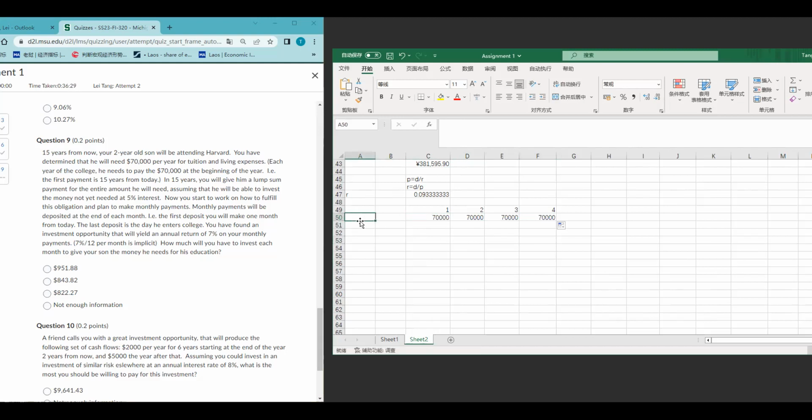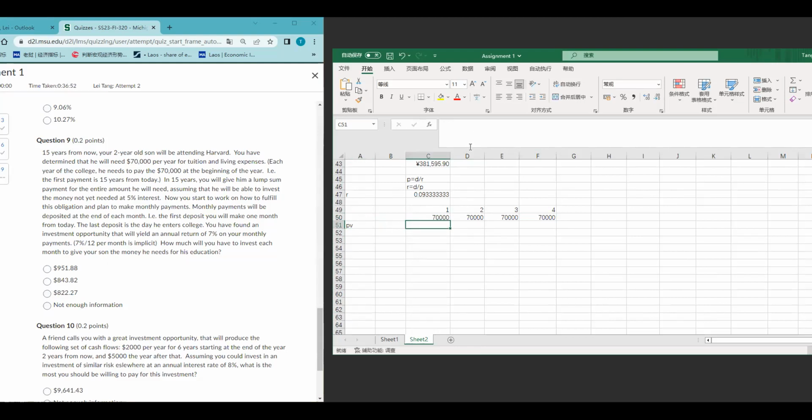Okay, 70,000. So we're going to try to find the present value of each of this money for each year, right? So the PV.